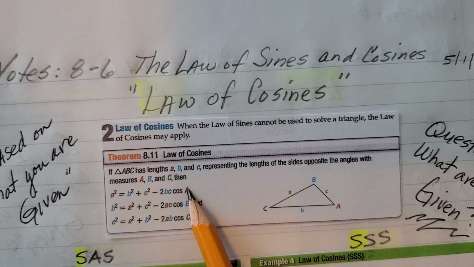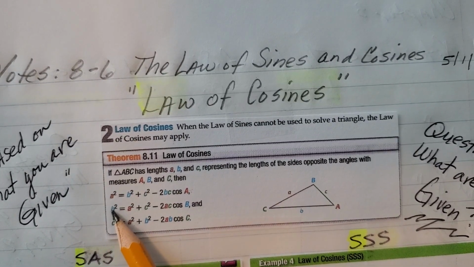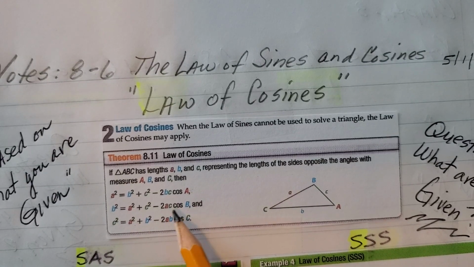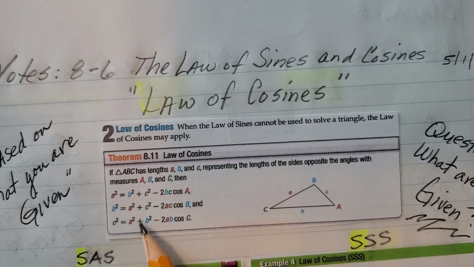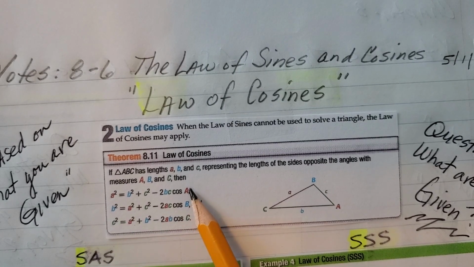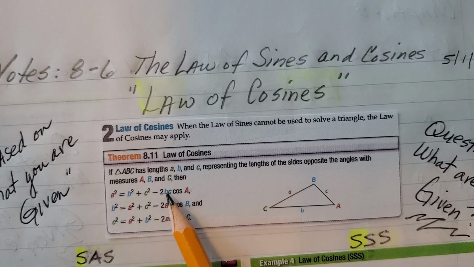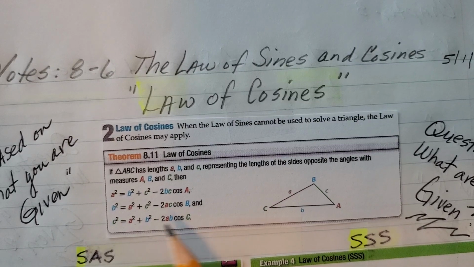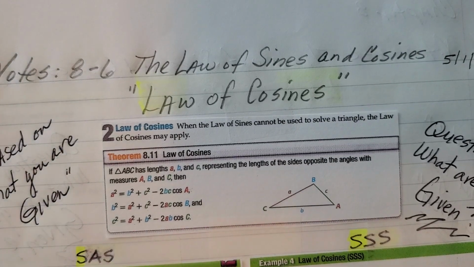So the little a goes with the big A. If you want b squared, or if you want b, then you say b squared equals a squared plus c squared minus 2ac times the cosine of B, which is opposite the little b. Or if you want c squared, it's a squared plus b squared minus 2ab cosine of C. So as you can see, the pattern is that a goes with big A, and the b and c are inside here if you're dealing with A. b goes with big B, and the a and c are inside. And if you want big C, you have a and b inside. That's how I kind of think about it.